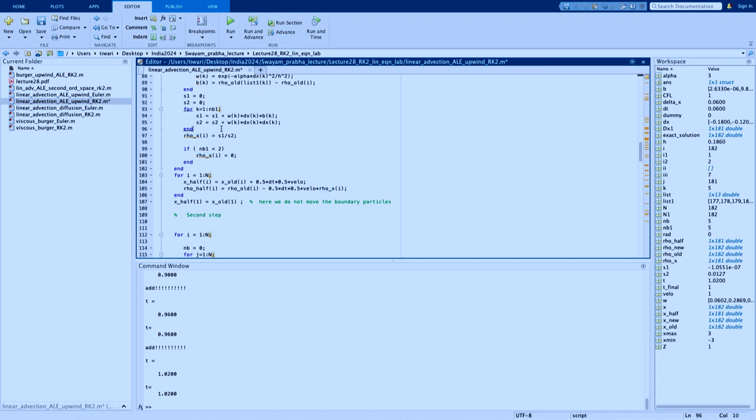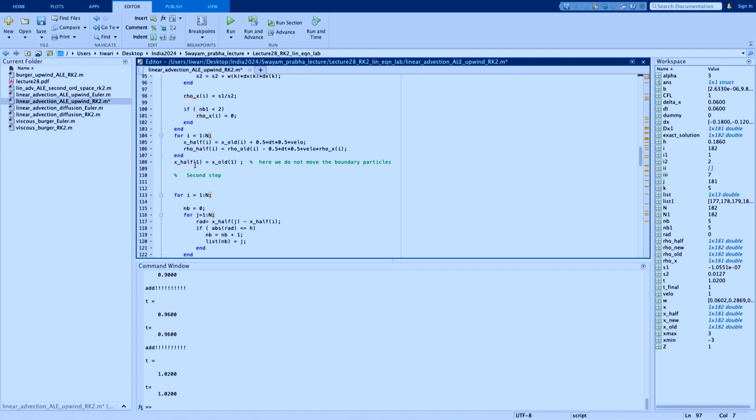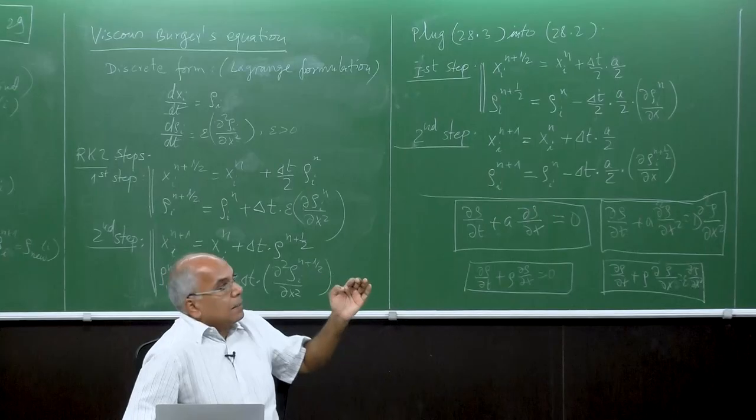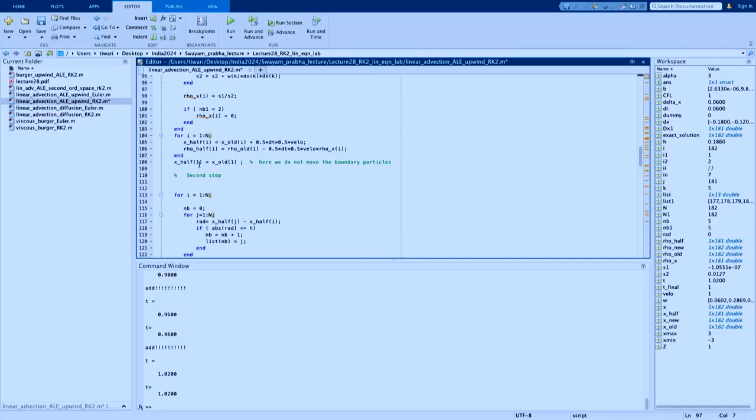Then, once I have that, I have moved the point. Because in some part on the left, I may have the boundary moving, therefore I am just taking x half of the first point the same as before.